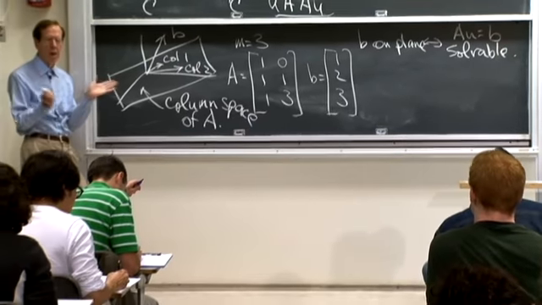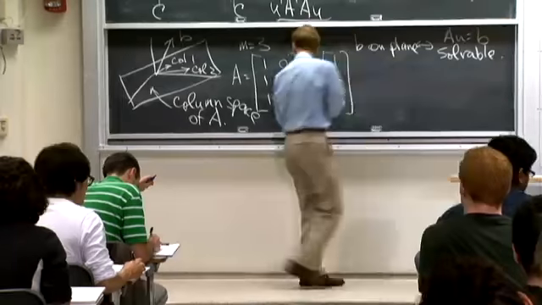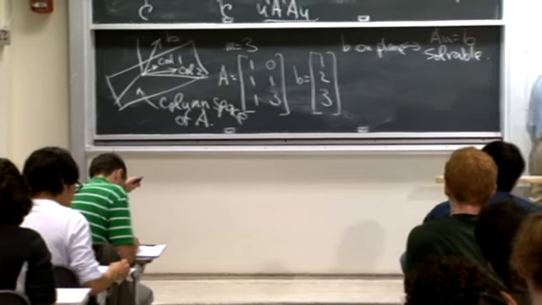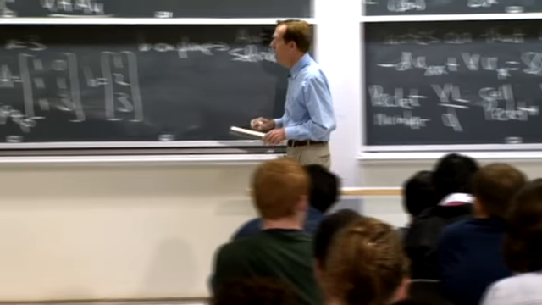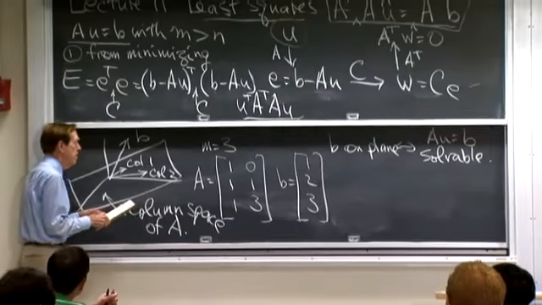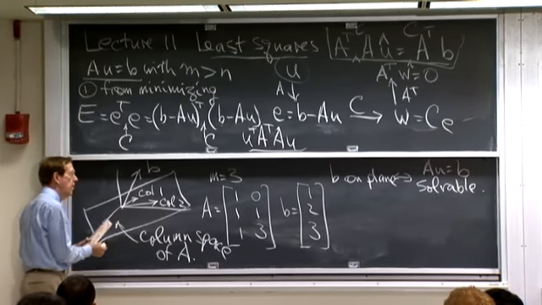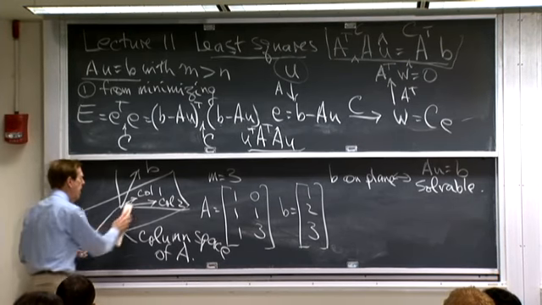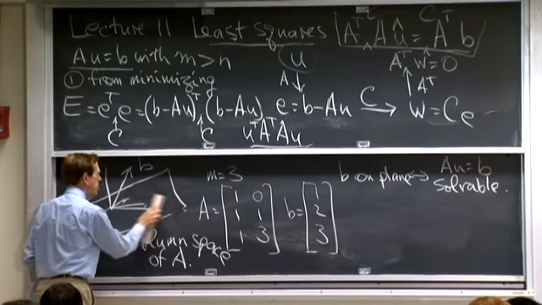Okay, now what? What happens when B is off the plane? Let me just complete that picture and you know what's coming. AU hat is going to be on the plane, so I'm looking for the best U hat. Can I just erase this to make space for what you know I'm going to draw?